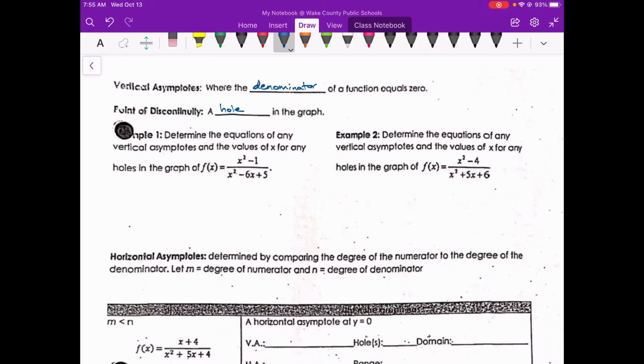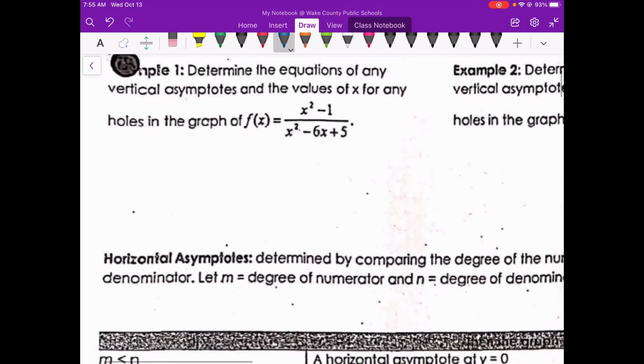All right, so just to get us started, we're looking at example one. What we have to do first to determine if there are going to be any vertical asymptotes is factor the numerator and denominator of this function. All right, so let's go ahead and do that.